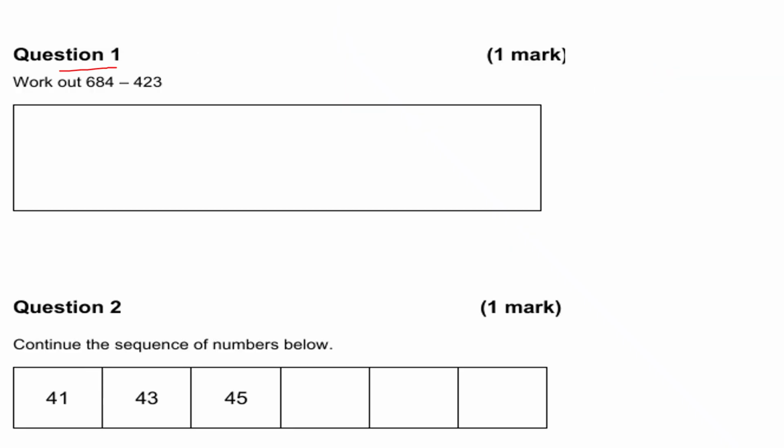This is question number 1. Work out 684 minus 423. So I'm going to do my column subtraction. 684, guys, subtract or take away or minus 423, lining up my place values. Working from right to left, 4 minus 3 is 1, 8 take away 2 is 6, and 6 take away 4 is 2. So the answer reads 261.